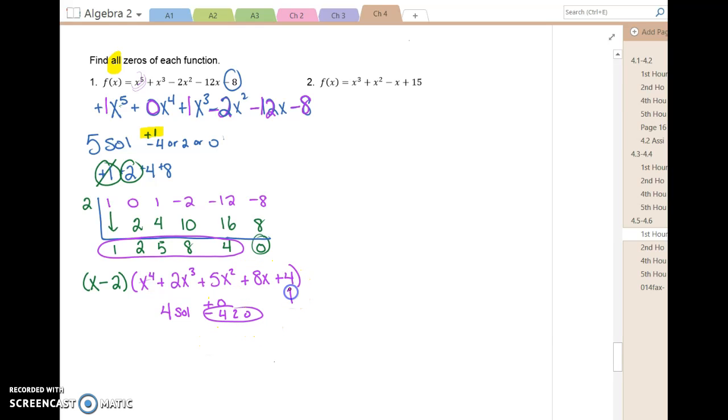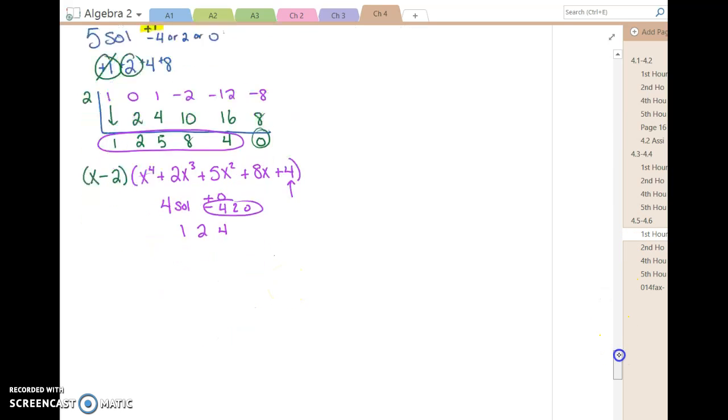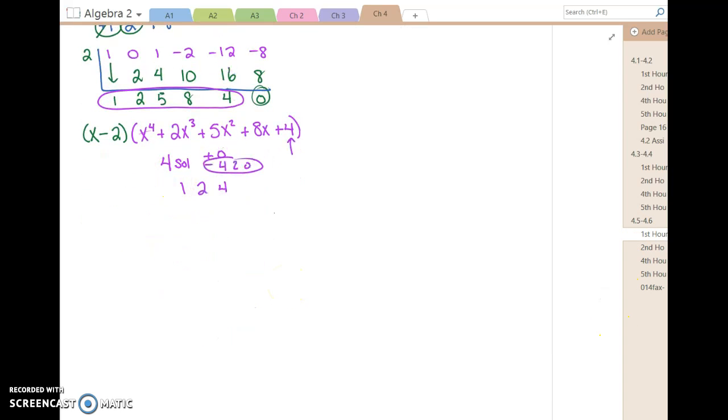And this time our constant term is 4. So the nice thing here is that our potential solutions are 1, 2, or 4. 1 times 4 is 4. 2 times 2 is 4. So those are our possible solutions that we need to test. This time our coefficients are 1, 2, 5, 8, 4. And we are going to test first negative 1. We want to test all of the negative solutions. So let's test negative 1.